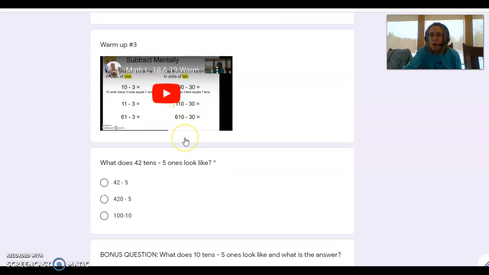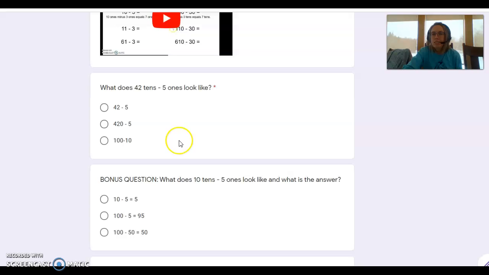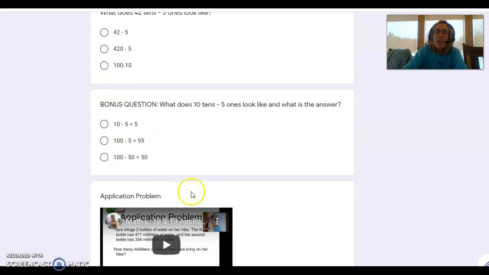Our third warm-up was to mentally subtract. So that means we were trying to do it in our heads, and we were practicing talking about 42 tens versus how many ones. So there was an example, and if you watched that video, I gave you the answer to this problem. Hopefully you watched it because it was a freebie. This bonus question, you did not have to answer this. This was just if you were feeling ready to go, you could.